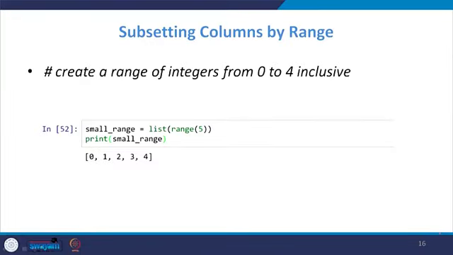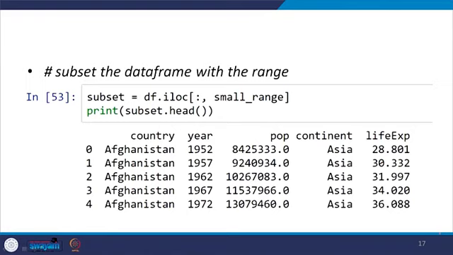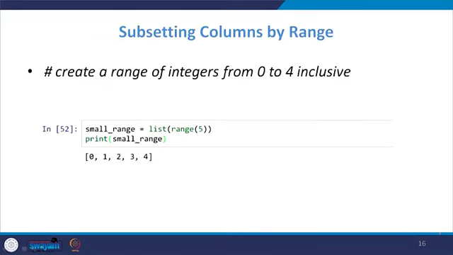Sometimes there is another way of subsetting columns, by using the command called range. First we will make a range of numbers. We are going to save that range of numbers in an object called small underscore range. So, small underscore range equal to list range 5. Print small range, you will get 0, 1, 2, 3, 4. Now, this small underscore range object can be used to access the corresponding columns. So, if I type subset equal to df dot iloc colon comma small underscore range, I can get the first column, second column, third column, fourth column and fifth column.